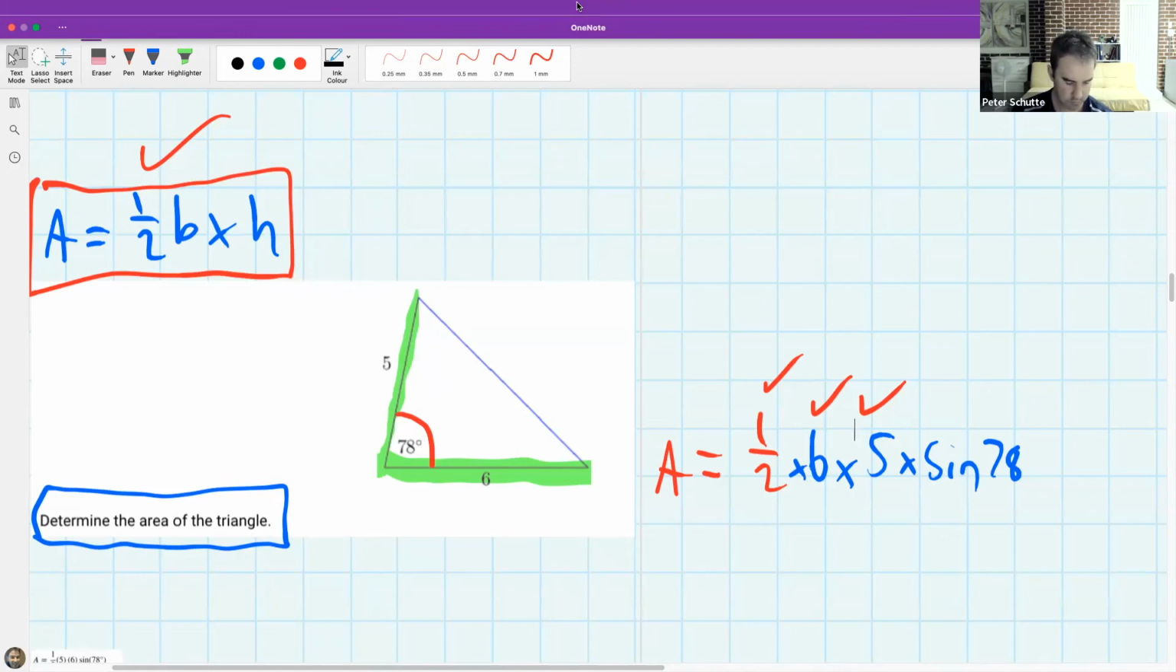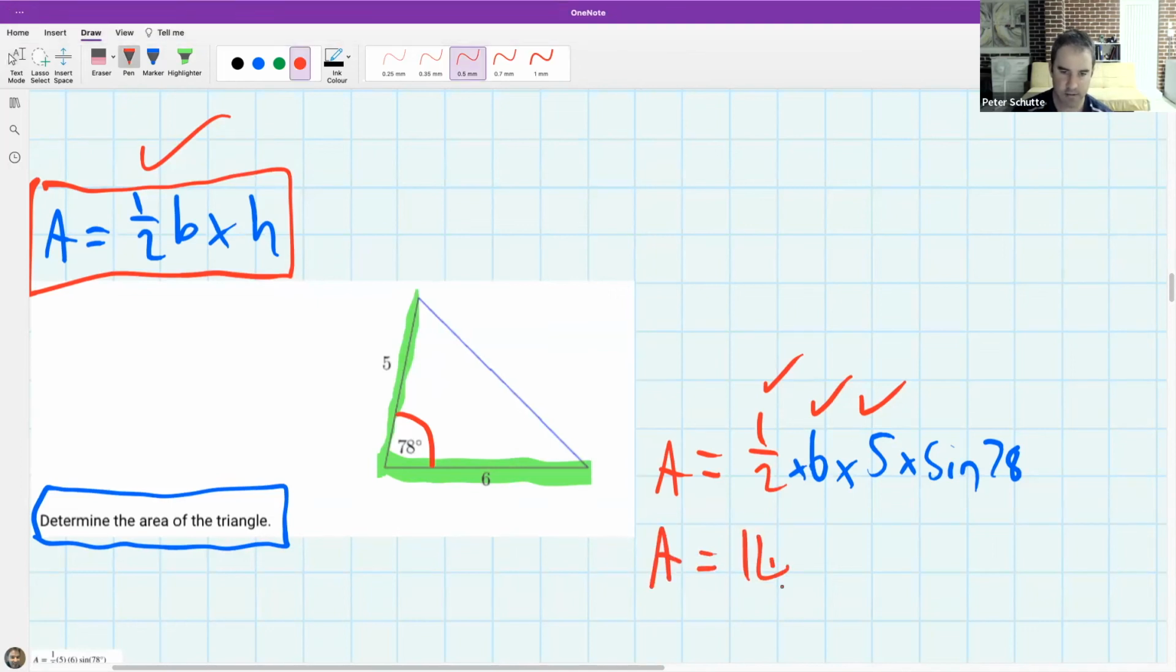So we go 0.5 times 6 times 5 times sine of 78, and we should get the area is 14.67 centimeters squared. Or they weren't actually centimeters here, so it's just going to be units squared.